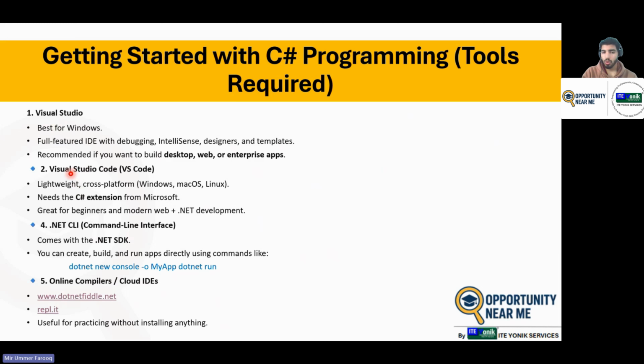Then we have the Visual Studio Code, which is actually lightweight. It's basically a code editor, as I already told you. So it's cross-platform. You can use it on Windows, you can use it on Mac OS or Linux as well. So for that, you need to add this C Sharp extension from Microsoft. Then you can use the Visual Studio Code. And also for that, you also need the .NET SDK.